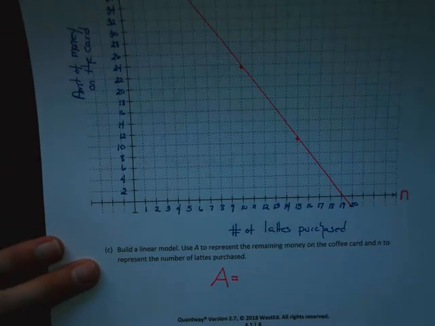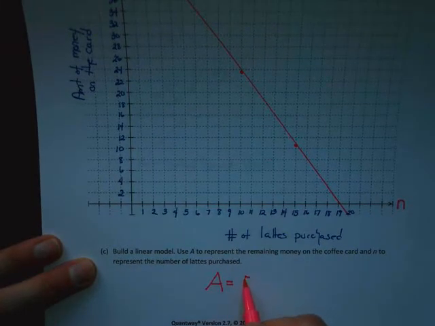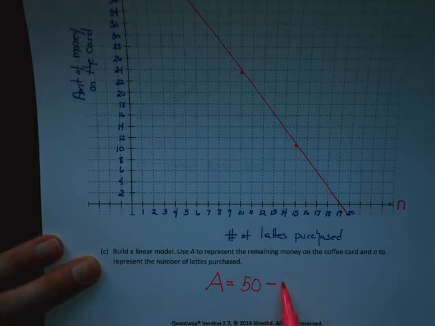Now, for a line, you always have a starting value. So in this case, the starting value is $50 because that's what our card started off at. Now you're either going to add to this or you're going to take away something. Now in this problem, we're going to take away something because every time we purchased a latte, we were taking away $2.63.